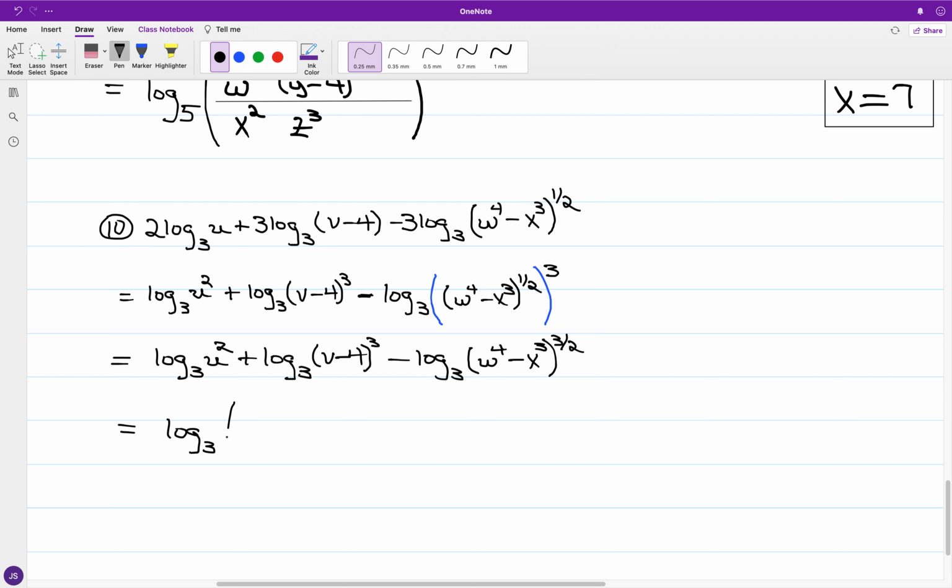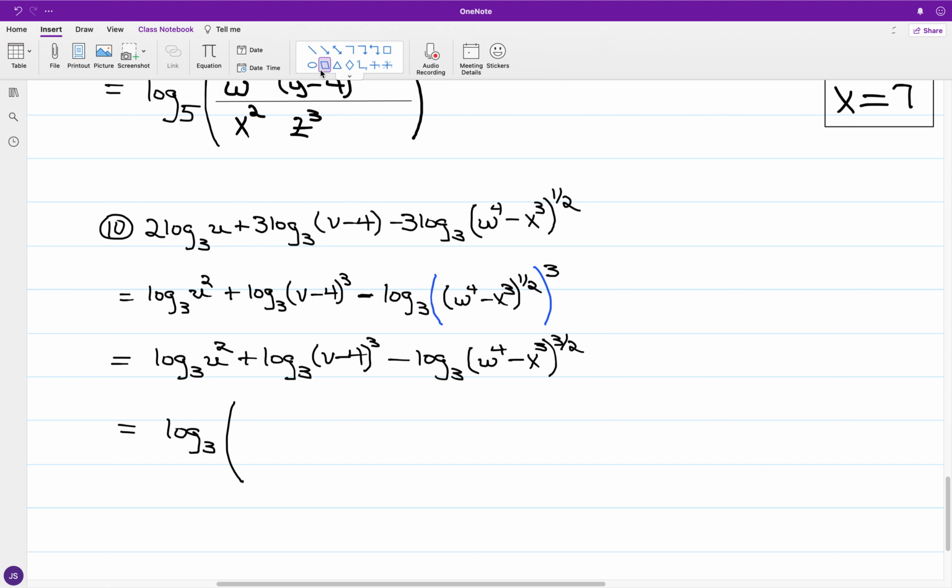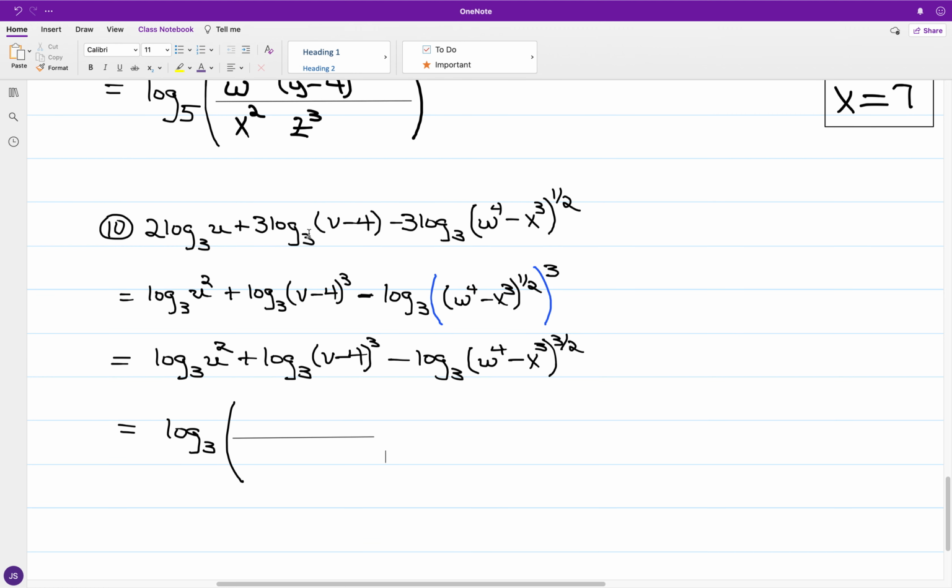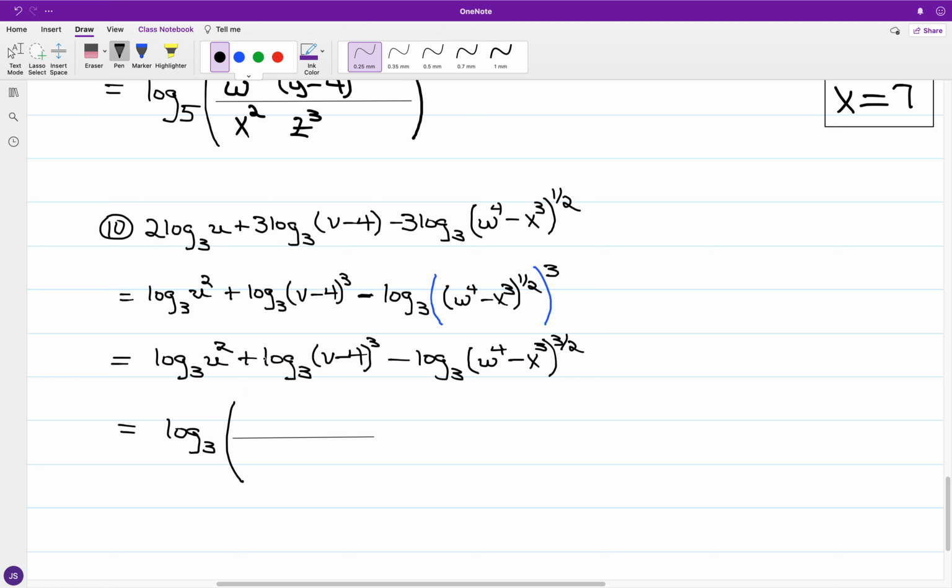Then, creating again a single base 3 logarithmic term with the expressions we have in u, v, w, and x: u squared comes from a positive base 3 logarithmic term, so this will go in the numerator. And v minus 4 to the third comes from a positive base 3 logarithmic term, so its attachment goes also in the numerator. And the difference of w to the 4th minus x cubed to the 3/2 comes from a negative base 3 logarithmic term, and this attachment will go in the denominator.